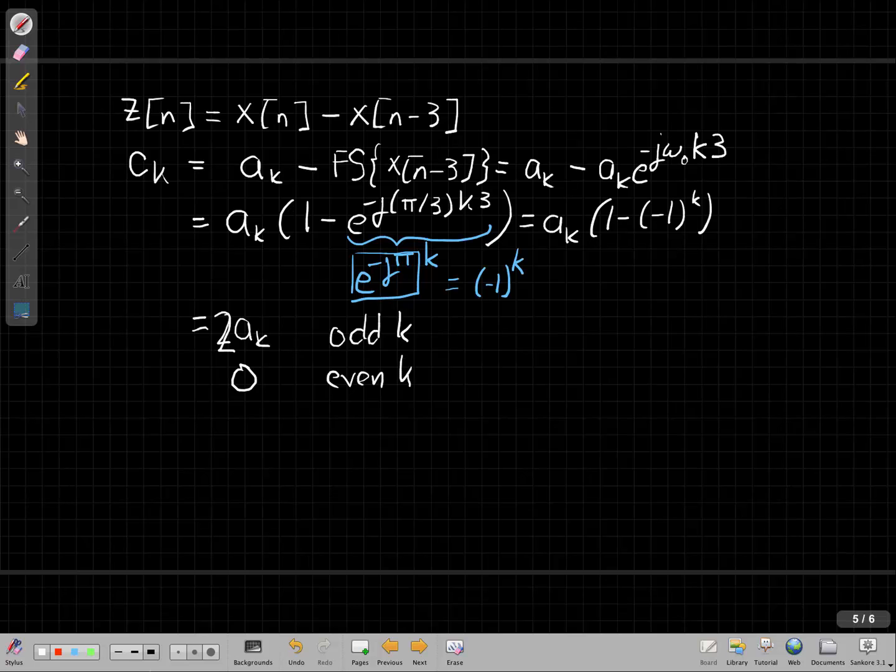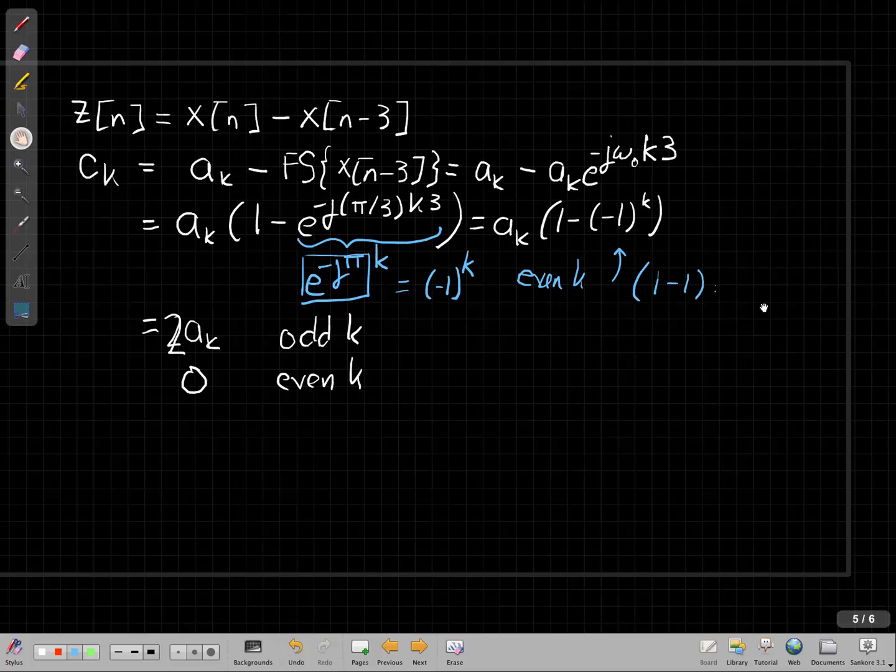Right? And again, just to show that again, if I have even k, this thing becomes 1 minus 1, which is 0. Because I'm raising minus 1 to an even power, it will still be 1. So for an even k, this will be 0. For an odd k, I have 1 minus a minus 1, which will give me 2. So that's where this 2 comes from.